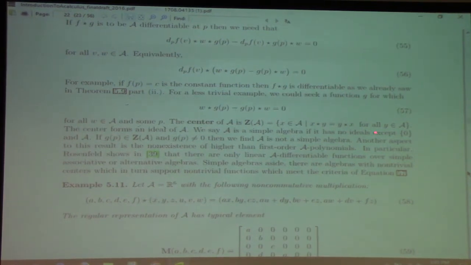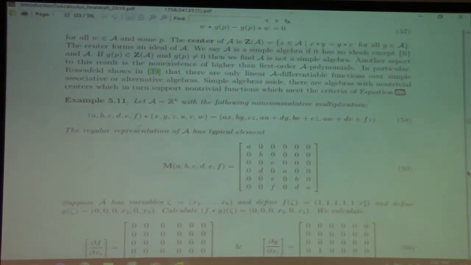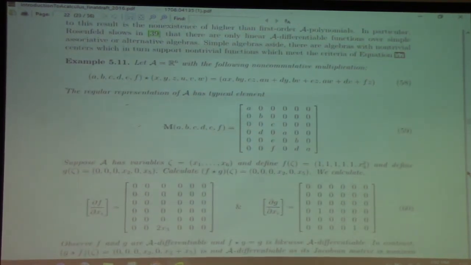So the reference for what I was just saying about semi-simple algebras is in Rosenfeld. Rosenfeld shows that there are only linear a-differentiable functions over simple, associative, or alternative algebras, which is something else. But anyway, here's an example of a non-simple algebra and a pair of functions f and g such that f times g is a-differentiable, but g times f is not.